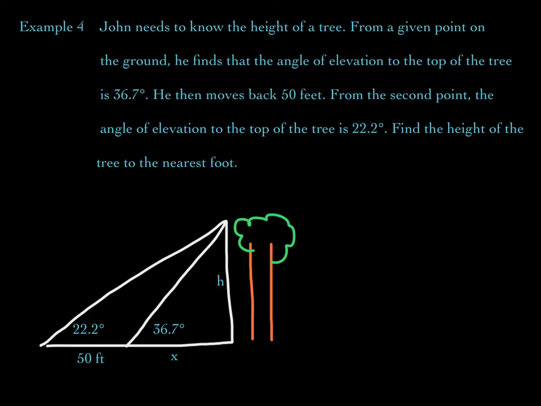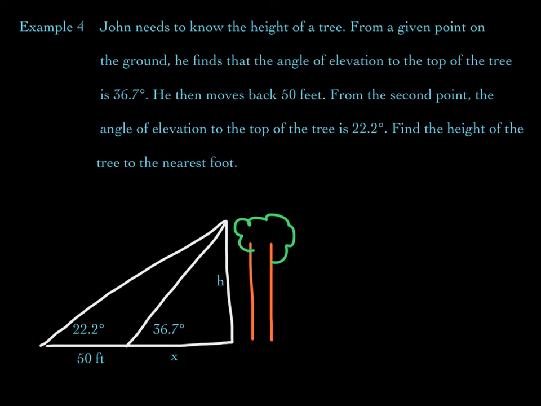Okay, so this is where John is standing initially, x feet away from the base of the tree. The angle of elevation is 36.7 degrees. From this point, he moves back 50 feet, and now the new angle of elevation is 22.2 degrees.